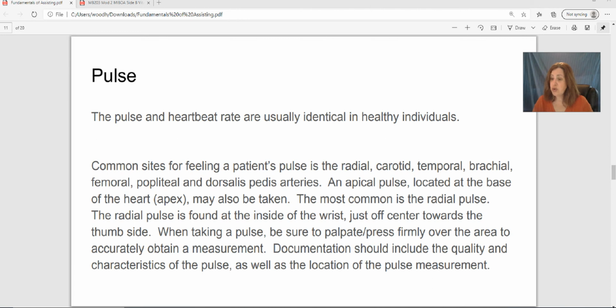So find your own pulse. This is the radius bone on the thumb side of the arm, and that's why they call this the radial pulse. So you're going to go center of the wrist and then towards the thumb side. Don't use your thumb. You have a pulse in your thumb. Use your fingers, 1 or 2, and find your own pulse. You've got to palpate. Palpate means to push around, feel for it. Press firmly. You're not going to hurt your patient. You can press kind of hard.